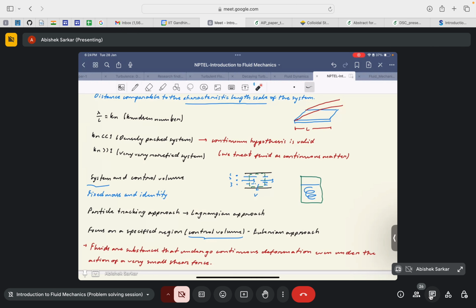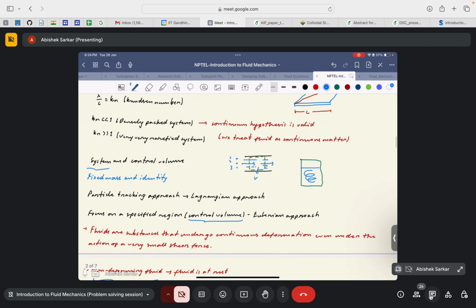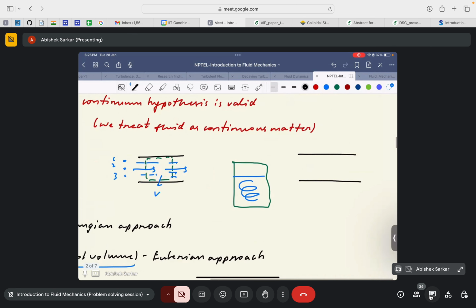In the case of the Lagrangian approach, I will use the same example of a pipe. Let us consider a flow through a pipe. I will zoom in a bit, then it will be much more relevant. Say we are following these 3 particles. There are n number of particles, and n can be even 1 million. That's not the question. The thing is how we are understanding it.